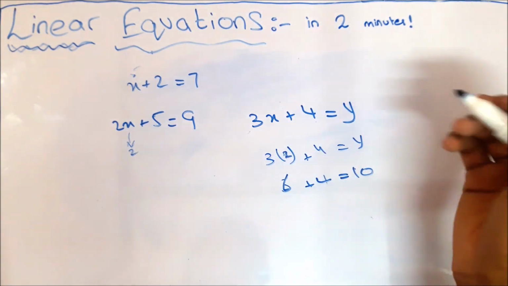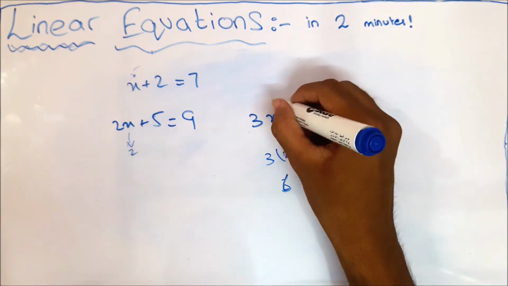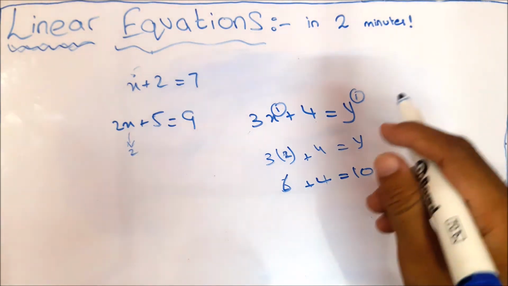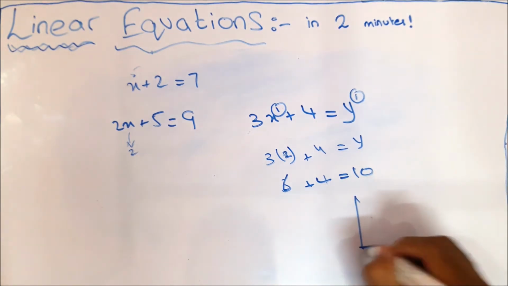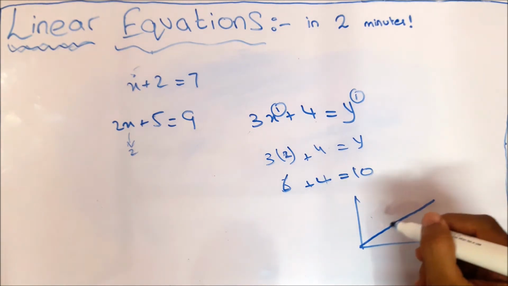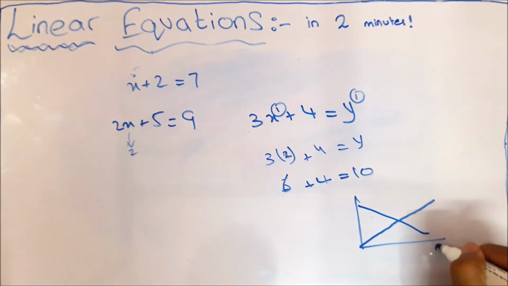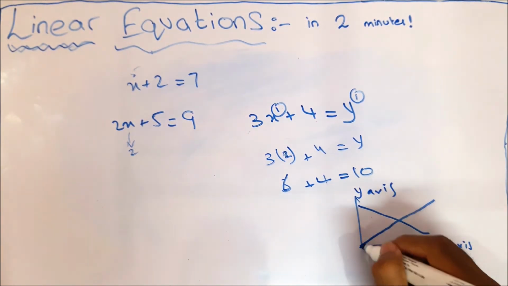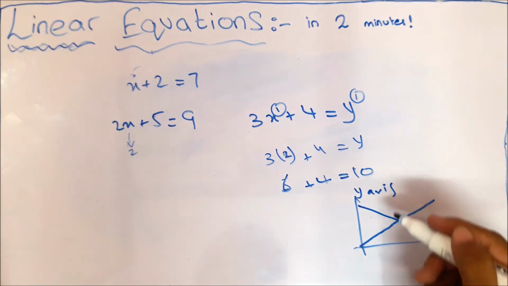But the most important thing is this should be raised to the power 1. These are the linear equations. In the next video we will be doing the graphs of linear equations, which are the straight line graphs. Either they're sloping this way or this way. This is the x-axis, y-axis. The linear equation graphs are like straight lines.